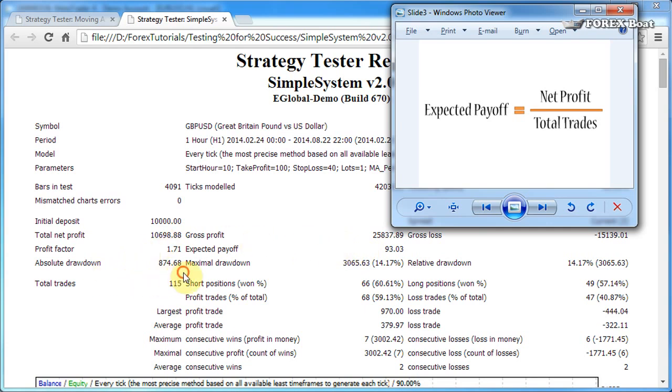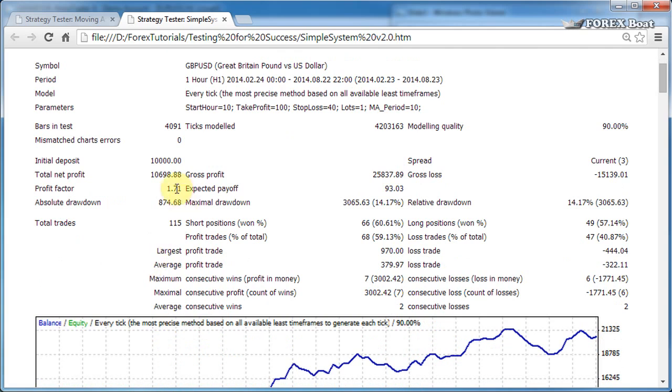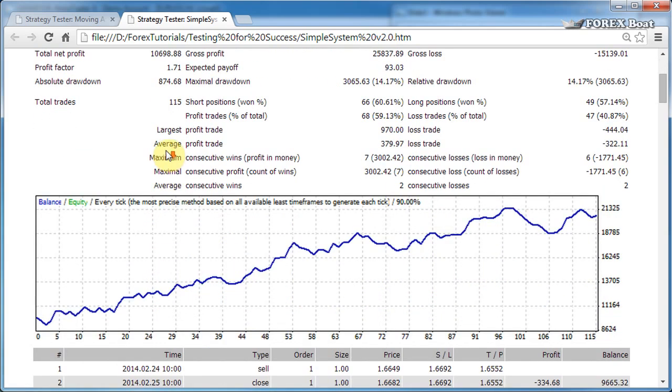The absolute drawdown is by how much your balance curve went below the initial balance. So as you can see here, the lowest the balance curve has ever been is just $874 below the starting $10,000 deposit. Maximum drawdown is the maximum of all of the drawdowns which are present in your balance curve.